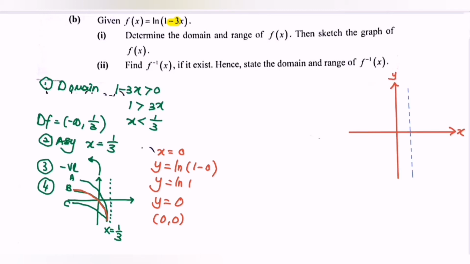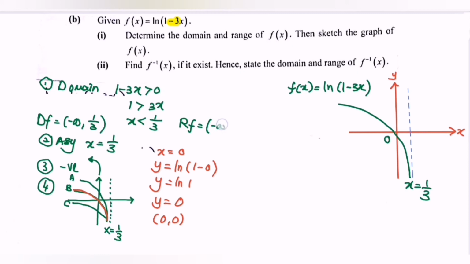So here we have the asymptote x equals 1 over 3, and the graph passes through the origin, f(x) equals ln bracket 1 minus 3x. So here we have the origin (0, 0), the situation for the graph f(x). And here we have the range, which is negative infinity until positive infinity, by referring to the graph on the right-hand side. So that is the answer for number 1.